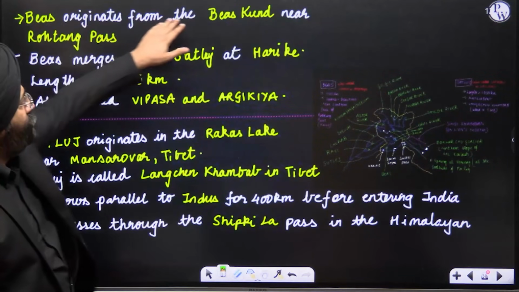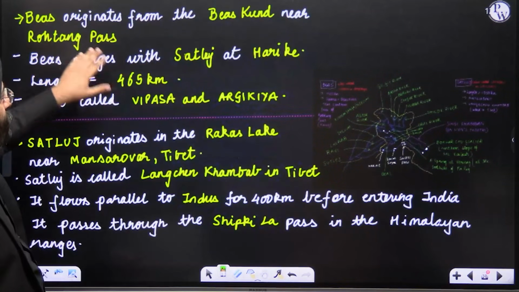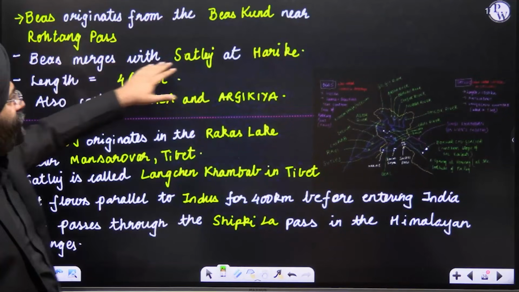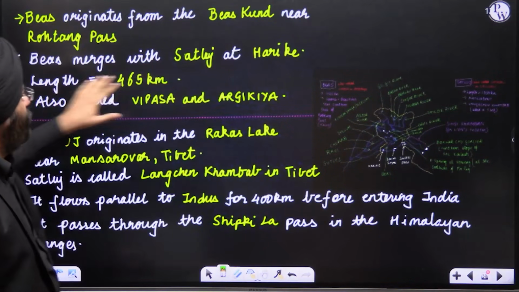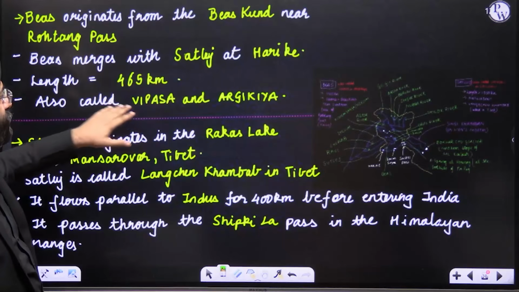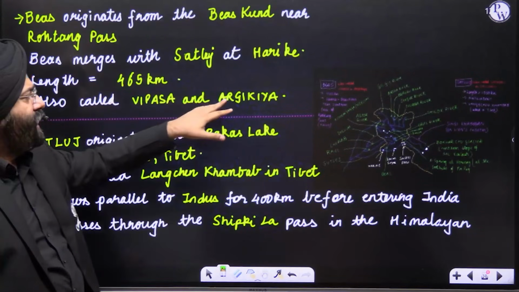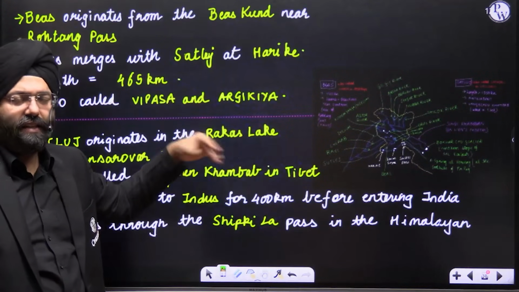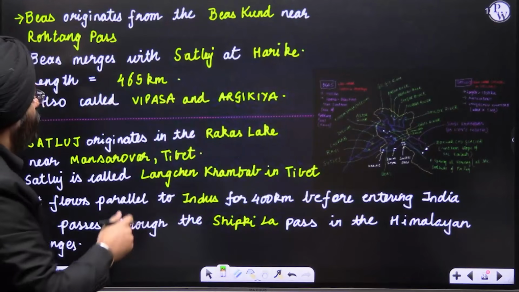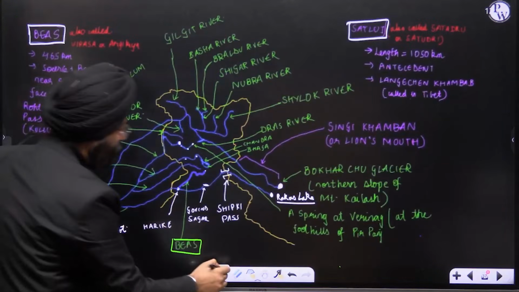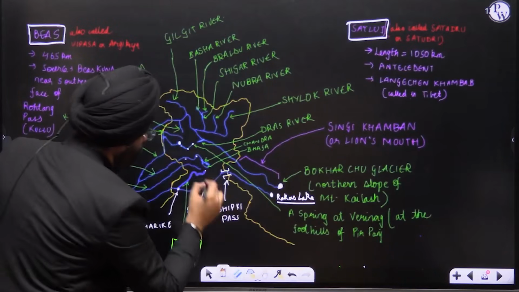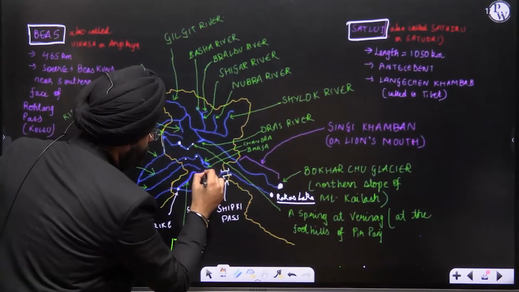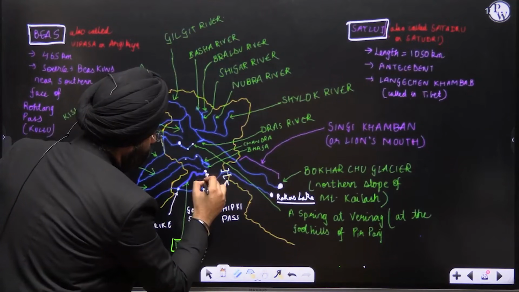Beas originates from the Beas Kund near Rohtang Pass. Beas merges with Satluj at Harike. Length is 465 kilometers. It's also known as Vipasha and Argikia. Right? These are again alternative names. So what does it mean? See, what is this place? This particular place is Beas Kund.